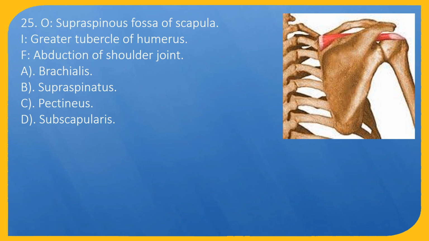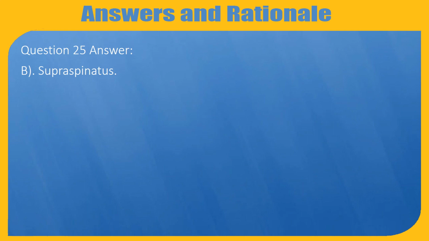Question 25. O: supraspinous fossa of scapula. I: greater tubercle of humerus. F: abduction of shoulder joint. A. Brachii. B. Supraspinatus. C. Pectineus. D. Subscapularis. Question 25. Answer B. Supraspinatus.